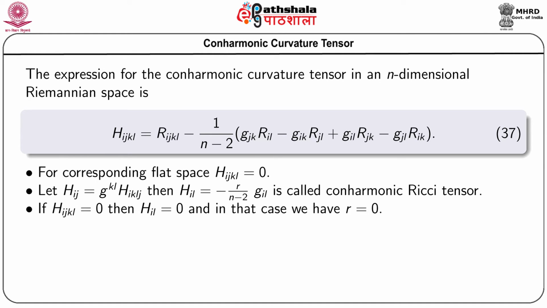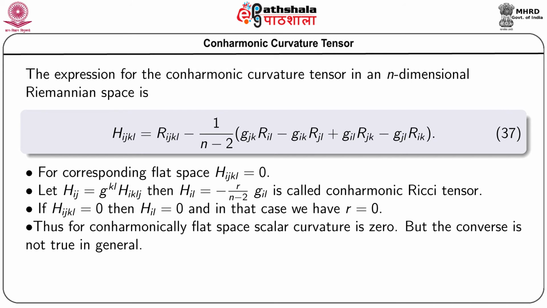Now, if H_ijkl equals 0, then H_il also equals 0, and in that case we have R equals 0. Thus, for a conharmonically flat space, the scalar curvature is 0, but the converse is not true in general. That means, if the scalar curvature is 0, then the space may not always be conharmonically flat.